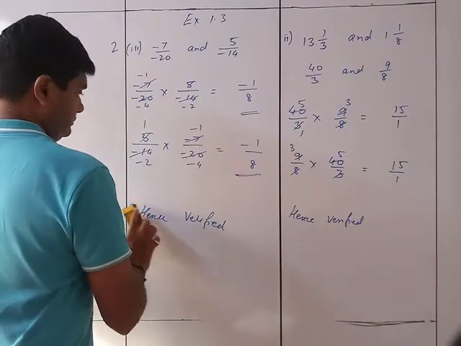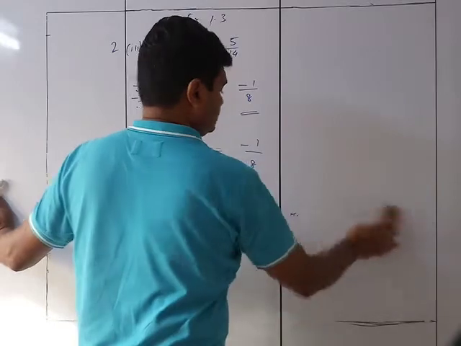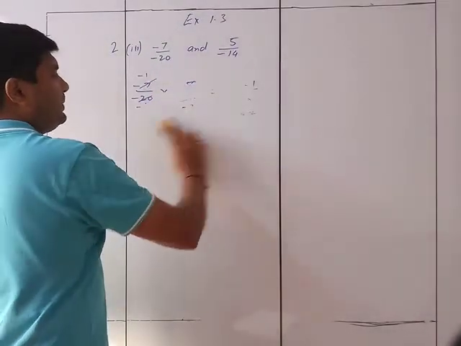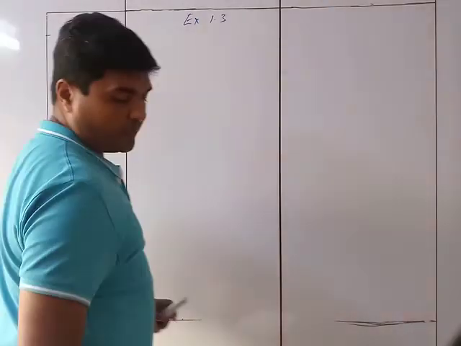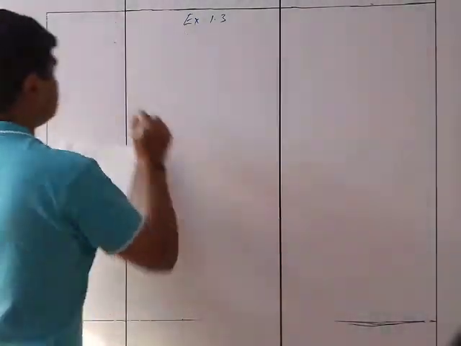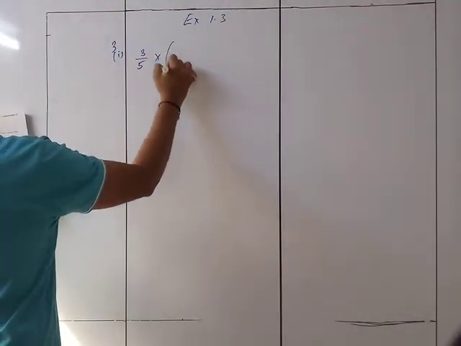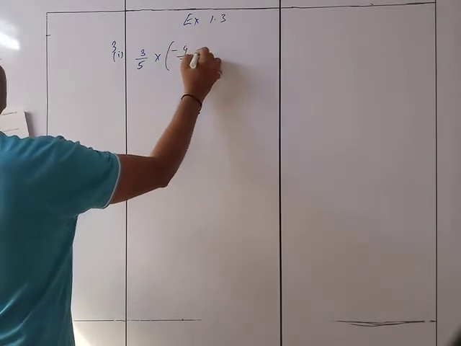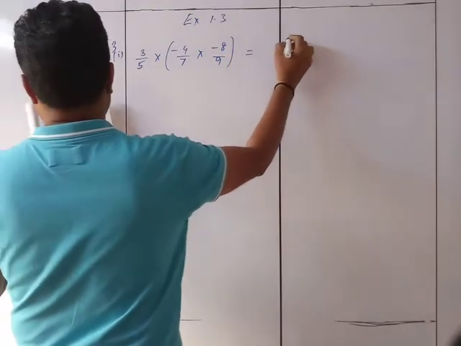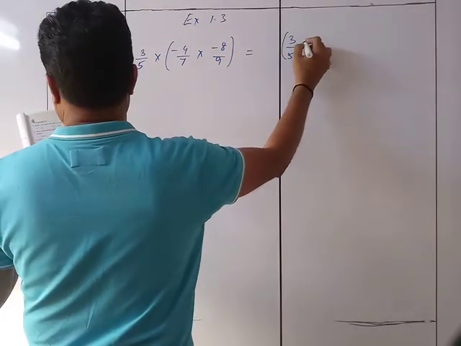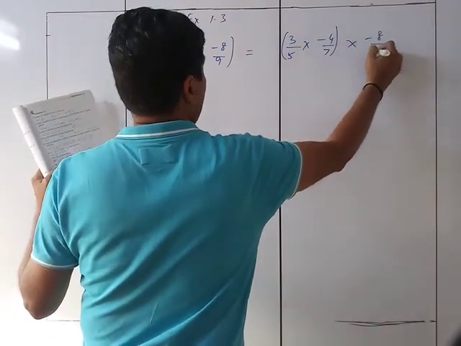So, what has happened in this sum is that they have given you two sides of an equation. So they are given over here, first we have 3 upon 5 into minus 4 upon 7 into minus 8 upon 9 is equal to, they are given 3 upon 5 into minus 4 upon 7 into minus 8 upon 9.